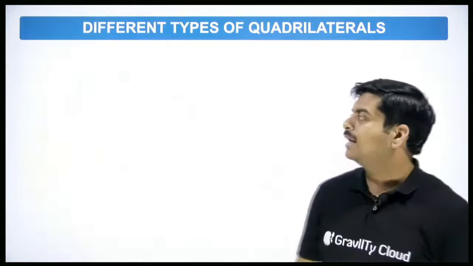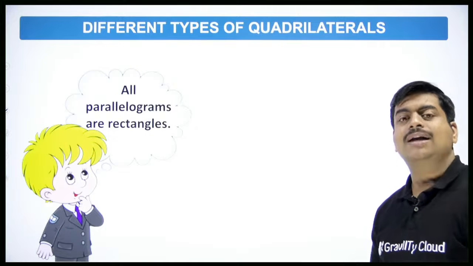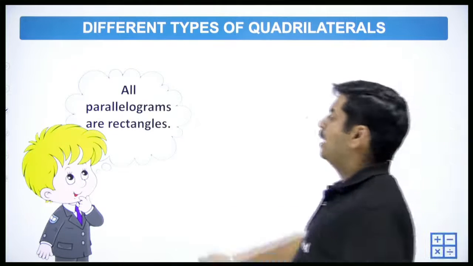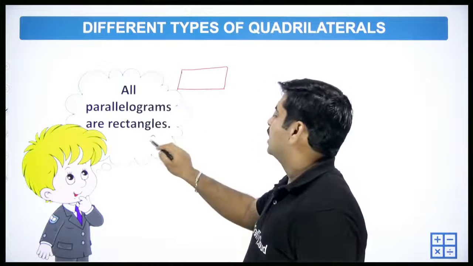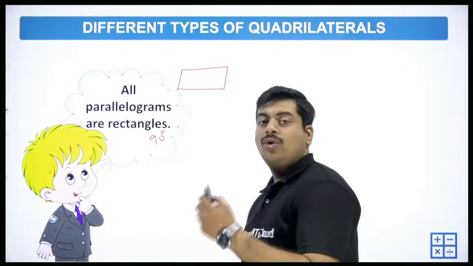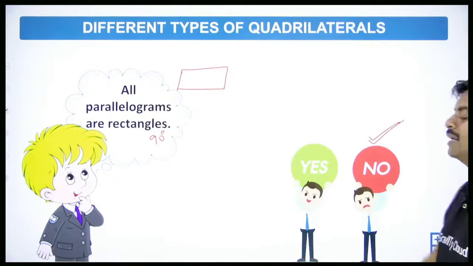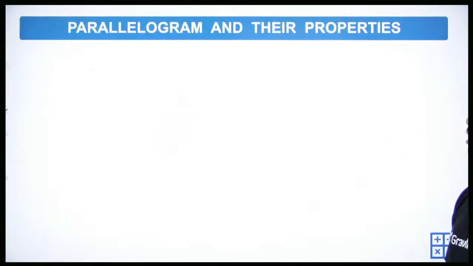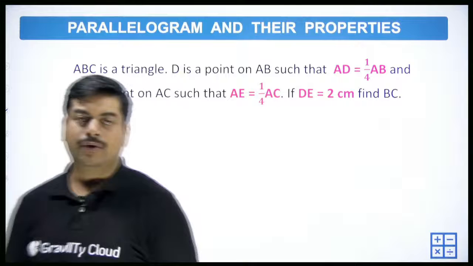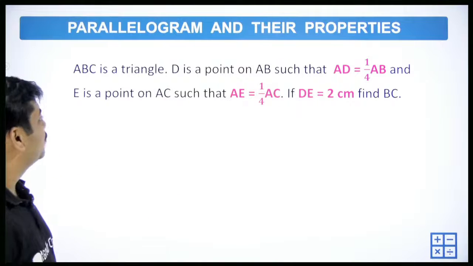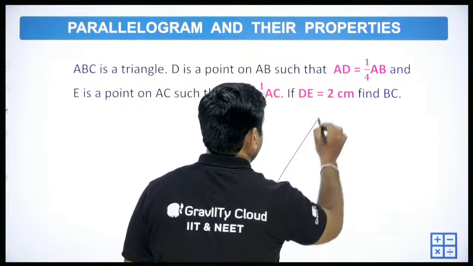Okay. Next one. All parallelograms are rectangles. No. In parallelograms, opposite sides are parallel, but in a rectangle we should also have right angles, 90 degree angles, which is not true for all parallelograms. So all parallelograms are not rectangles. So the answer is again no. Straightforward. Okay, so let's come back to some beautiful numerical applications based on all that we have discussed. ABC is a triangle. Let us try to draw that. One second. So we have ABC as a triangle.